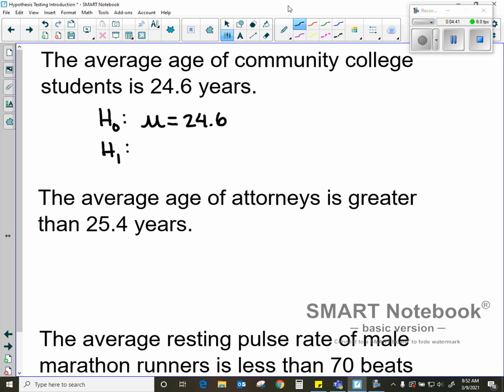Okay. If that's all it tells us that we're testing, we're not saying, oh, I believe it's really students are older than that or younger than that. If it doesn't give us anything specific, then our alternative is that the mean is not equal to. Okay, so we're just testing, is the mean 24.6 or is it something else?